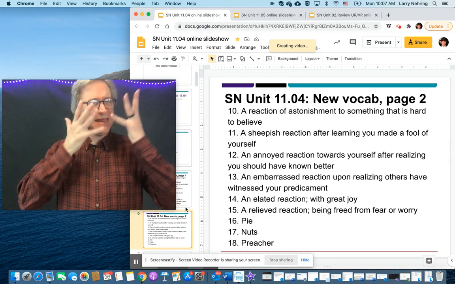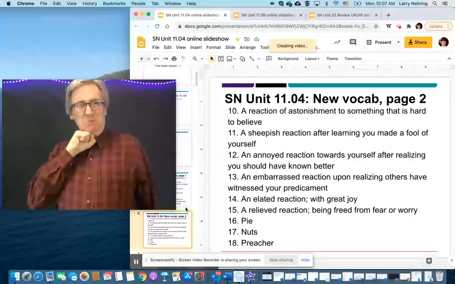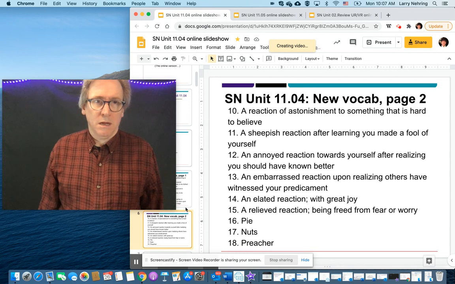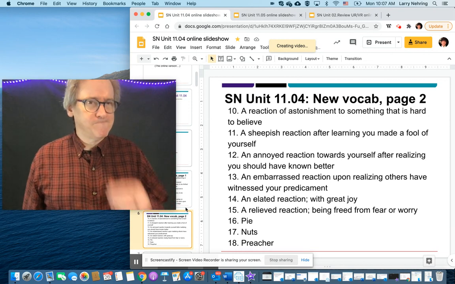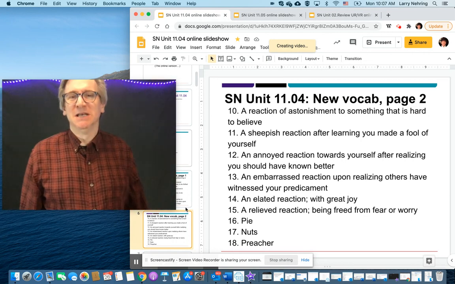I tend to sign this more often than I sign this. Embarrassed. This is much more of a, I was, trying to think when the last time I signed this was. I tend to not use it.